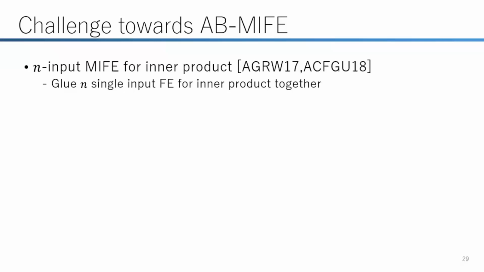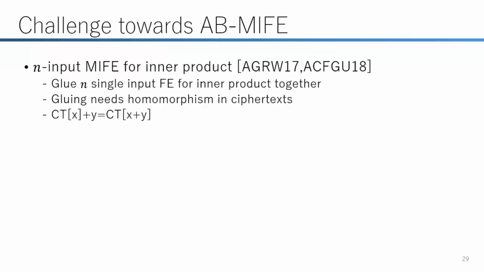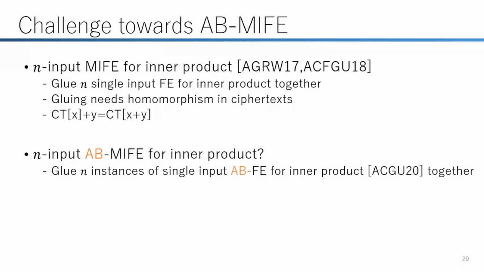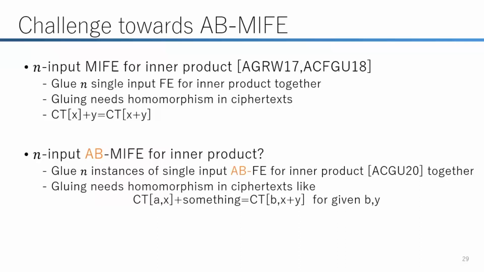That is secure against multi-challenge attack. And this scheme is constructed by gluing any single input FE for inner product together. But gluing uses homomorphism in the ciphertext of the underlying scheme. More concretely, ciphertext of x plus y is equal to ciphertext of x plus ciphertext of y. Such homomorphism is necessary for this strategy. But in the attribute-based setting, this strategy does not work because the corresponding homomorphism does not work.